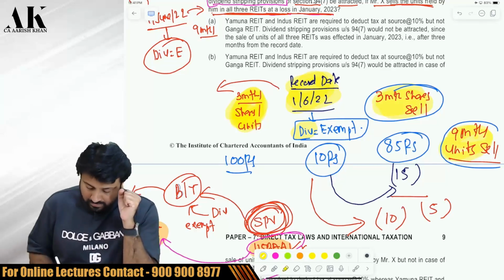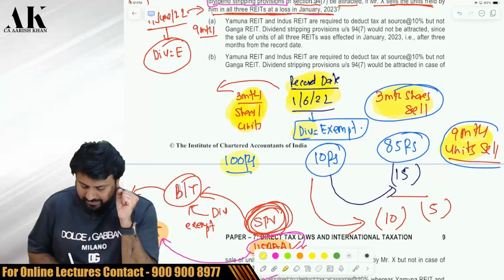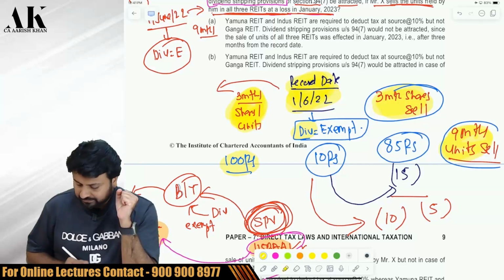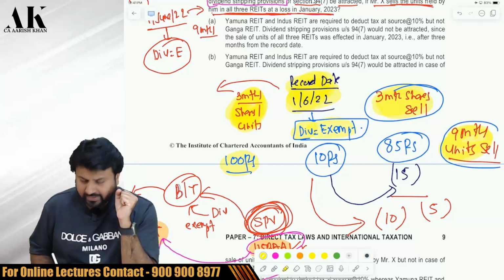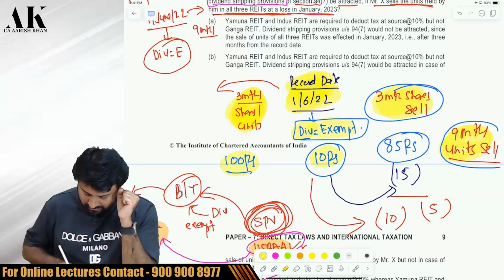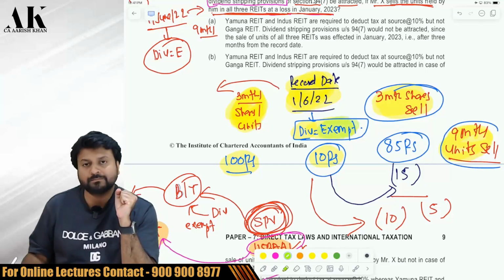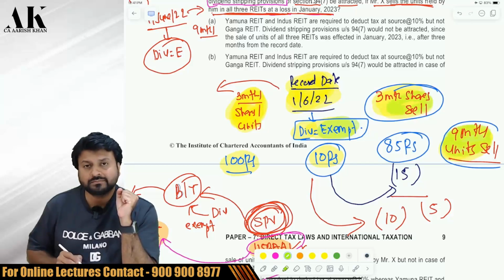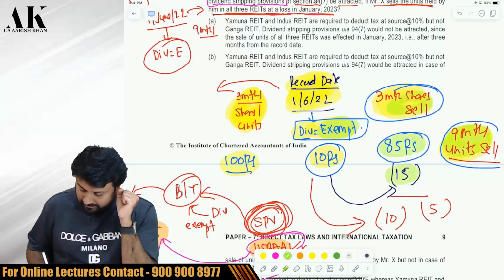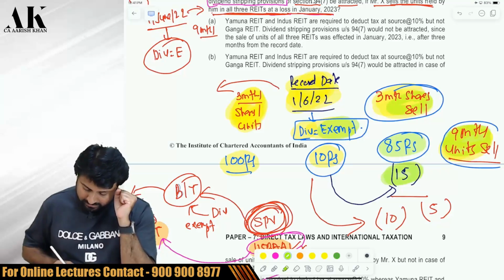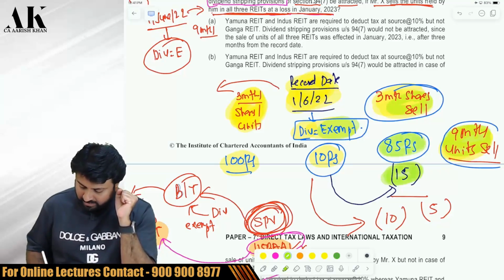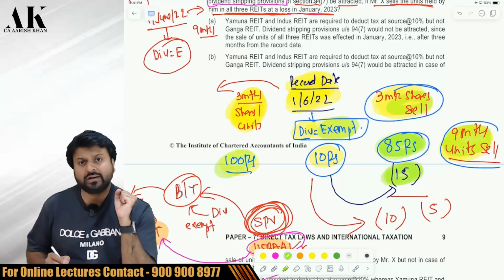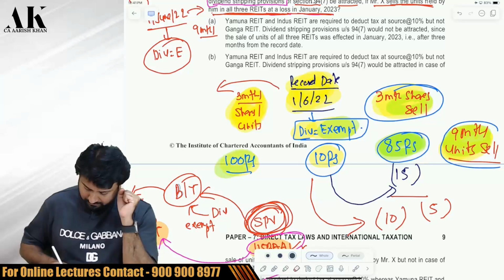Now, suppose in the last 3 months, you have purchased the shares or units for 100 rupees. Now, if you have received some dividend of 10 rupees, more importantly, that dividend is exempt. Now, if you sell these shares within 3 months or units within 9 months, then if there is some loss, suppose there is a loss of 15 rupees here. How? Suppose I sell these shares for 85 rupees. 85 is the sale consideration, cost is 100, therefore 15 rupees is the loss.